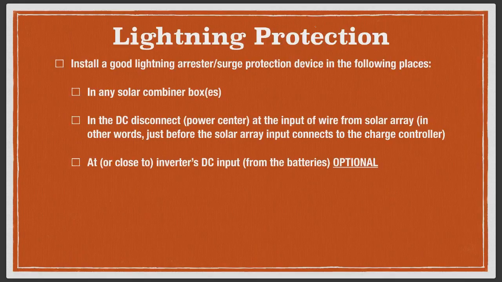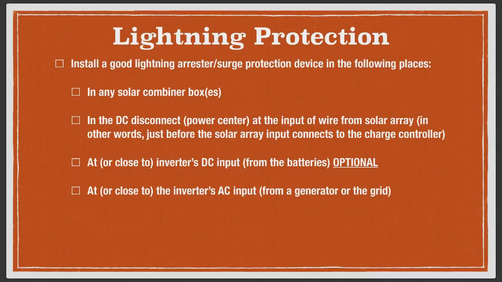This one is optional, but that would be at or close to the inverter's DC input. That's where the power is coming in from the batteries to the inverter. This is optional since theoretically you shouldn't need it as long as you have a lightning arrestor on all DC inputs to the power system. But if you've got some DC circuits running off the battery, or you just want to be extra cautious, then it wouldn't hurt to protect the DC input to the inverter.